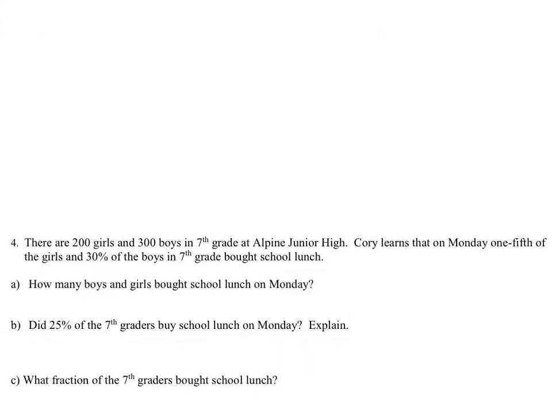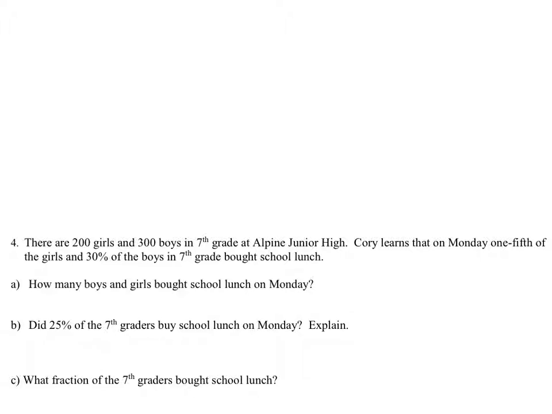There are 200 girls and 300 boys in 7th grade at Alpine Junior. Corey learns that on Monday, 1/5 of the girls and 30% of the boys in 7th grade bought school lunch. So what we need to do is figure out how many boys and girls bought school lunch on Monday. If it was boys and girls together, then it would just be 500 people. But that's not what it's talking about. It wants us to figure these out separately.